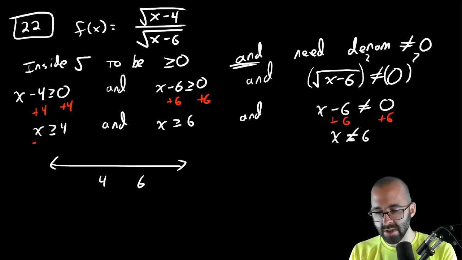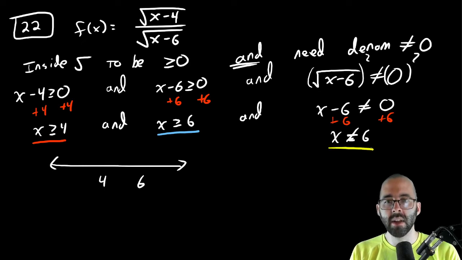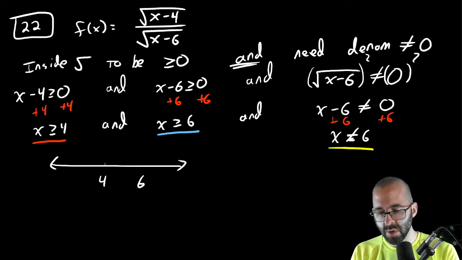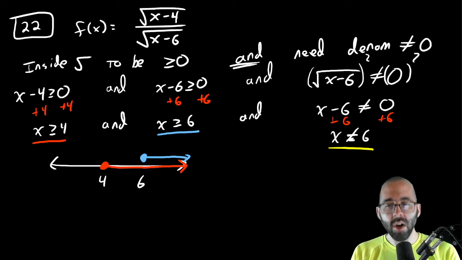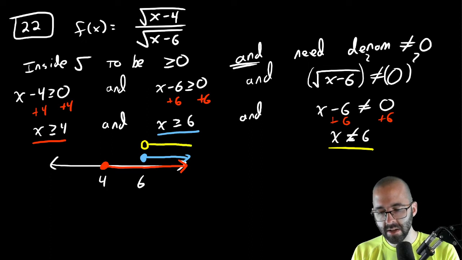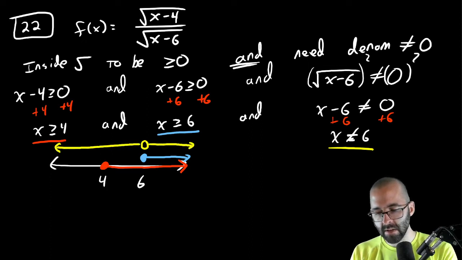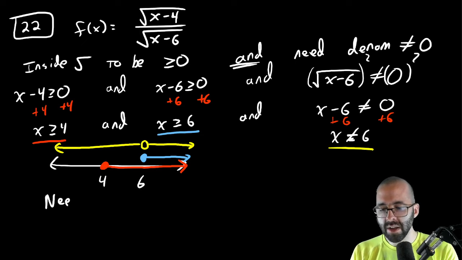Let's color code it too. Let's have this one be red, this one be blue, and this one be yellow. So we need x to be bigger than or equal to 4. Close circle, bracket, they both work. We also need the blue. We need x to be bigger than or equal to 6 as well. And we also need yellow. Everything except 6. We need all 3 of these.